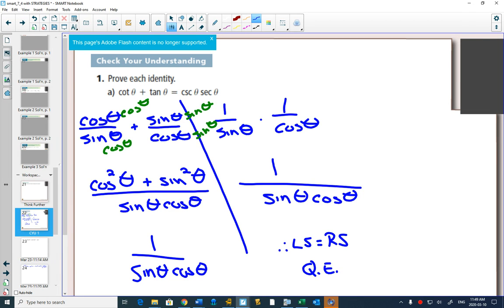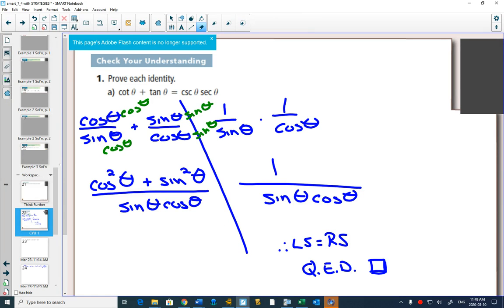QED. Do you have to write out changing cos squared theta plus sine squared theta to a 1? If you didn't write this, you're not done yet. They're not the same. They have to be identical on both sides. So yes, you do need to change that. You can stop anywhere. I'm done.